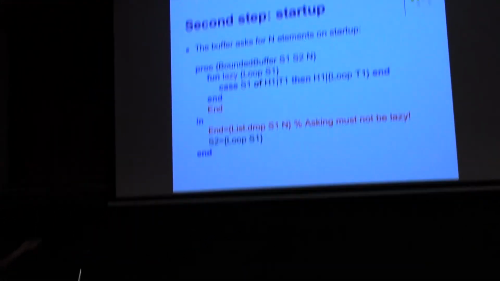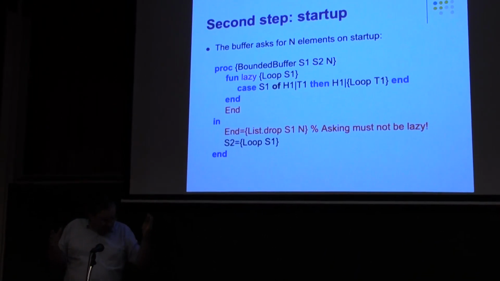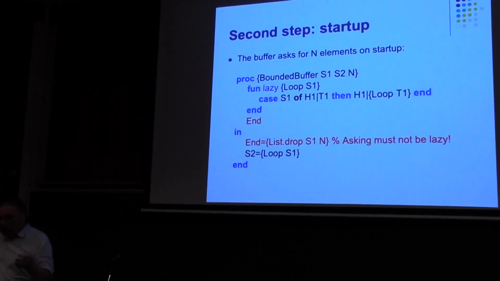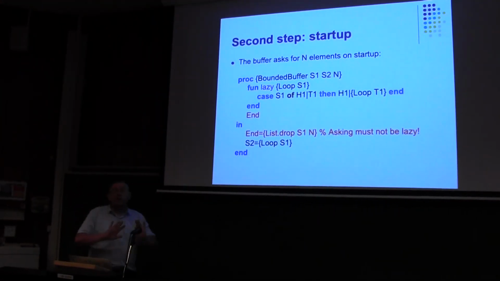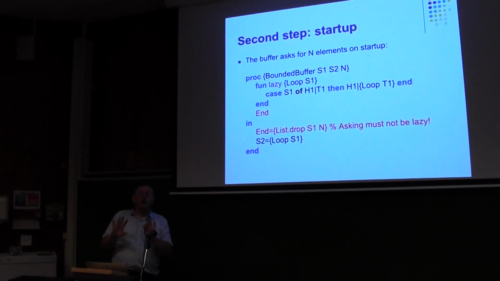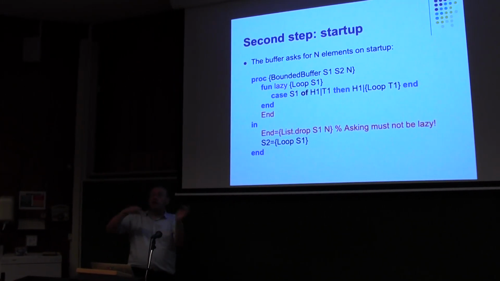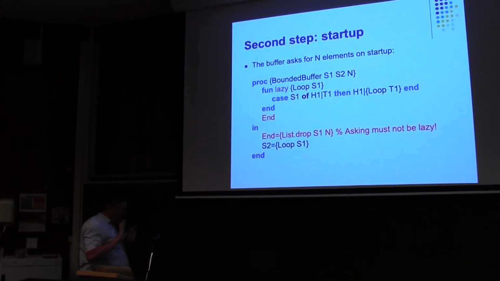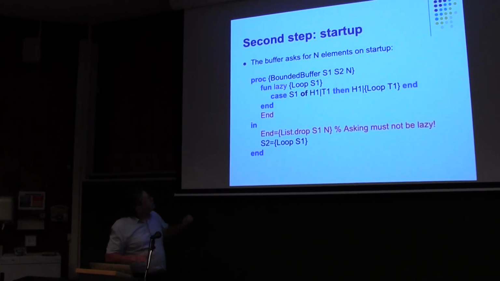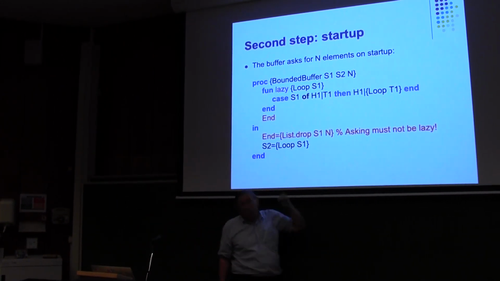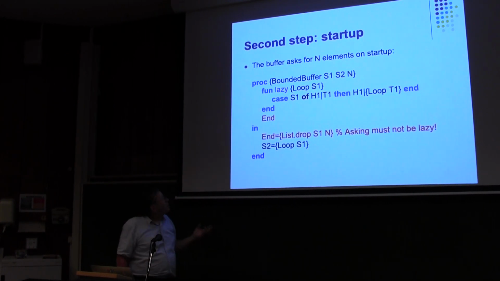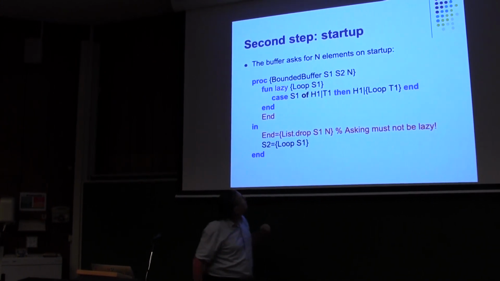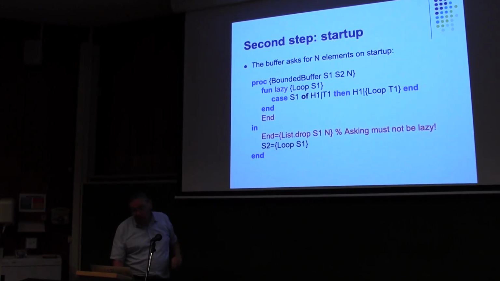Okay, that's reasonable, because the producer, the bounded buffer, tries to stay always full. It tries to stay full, and when it's full, it stops asking. It's going from eager to lazy. So it's asking eager elements, but once it's full, it stops and becomes lazy again. So list.drop is just a list function that traverses a list and removes the first n elements. Okay. So that's the startup.